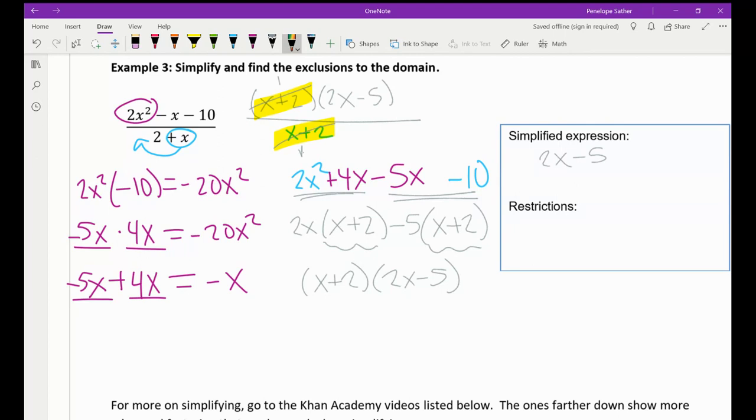Now for the fun part, what can we not put in the denominator? If I take my little problem of 2 plus x and set that equal to 0, looks like I'll be subtracting 2 from each side. So I really don't want x to be equal to negative 2. So I'm just going to say x is not equal to negative 2. And now we have our problem completed.